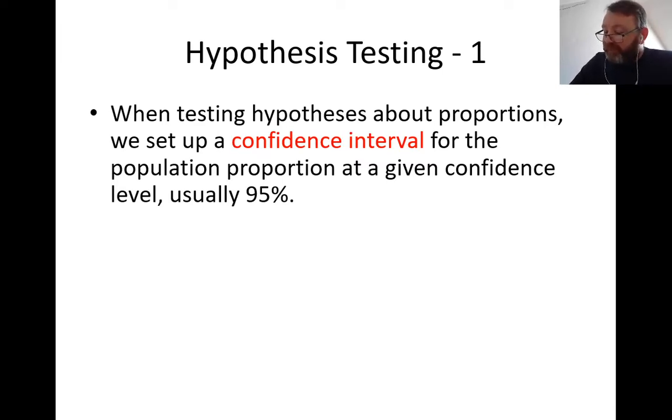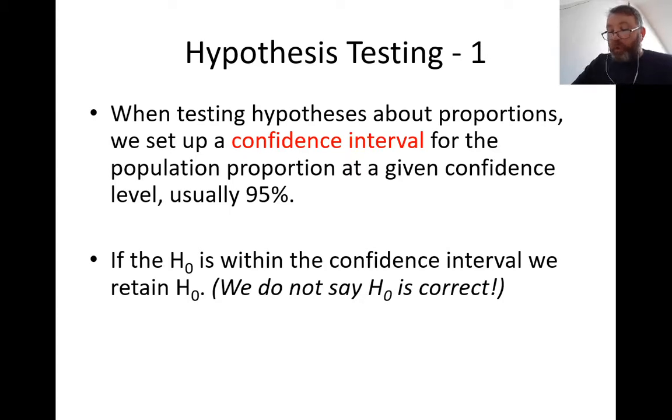So when testing hypotheses about proportions, we set up a confidence interval for the population proportion at a given confidence level. Now please remember, you're setting up a confidence interval for the population proportion based on the sample proportion. Remember that the population proportion is only a claim. I can't count it, I claim it. So if the population proportion is a claim, where's my evidence? My evidence is in my sample proportion. So when you're working with a population proportion claim, you use the data given to you by the samples that you're working with.